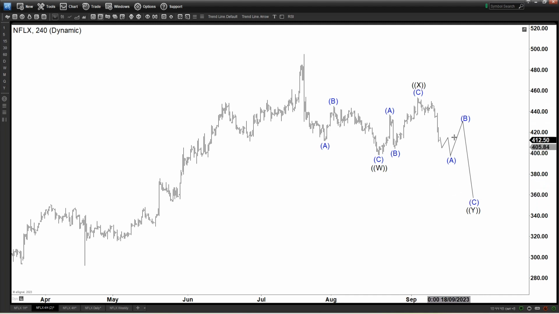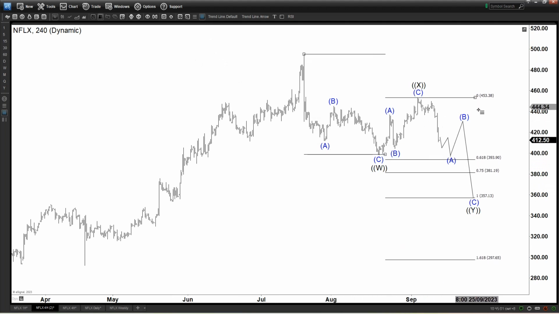If you are looking at the shorter cycle, then yes, the bias is to the downside. As to the potential target lower, we could go as low as the 100% extension here, which is 357, the eventual possible target, but it's not just one specific level. It's between 357 and 300 basically. Okay, that will be the potential target on the downside.